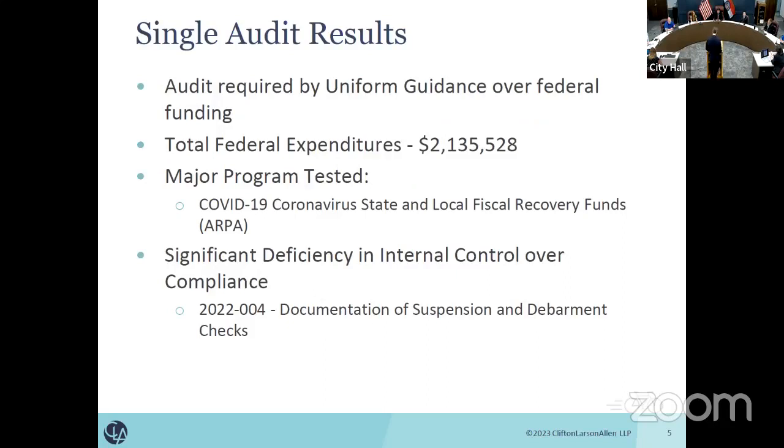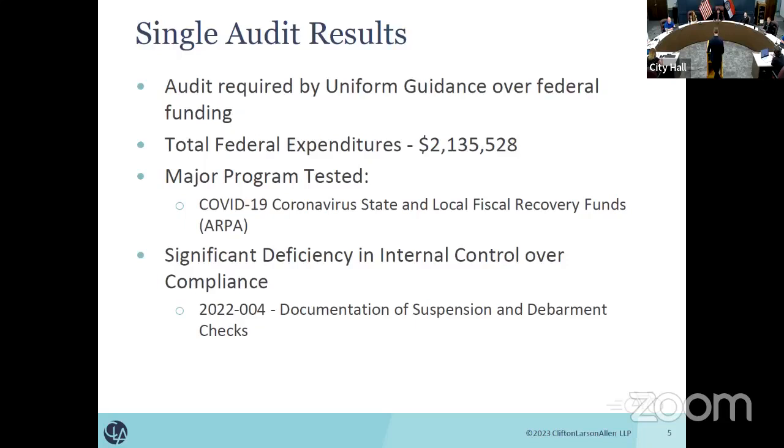Single audit results. Because you had federal expenditures in excess of $750,000, it required an additional single audit over the federal funds. Total federal expenditures for 2022 were just over $2.1 million, had to do with ARPA funding, not only what you received locally, but also what was passed through Clay County as well.